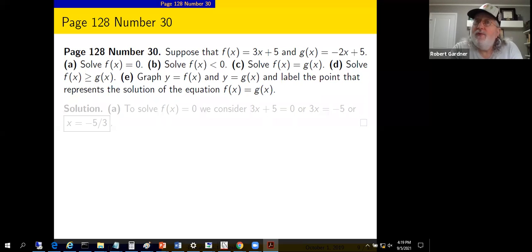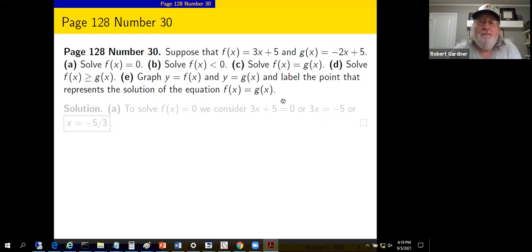Okay, here's two linear functions. f of x equals 3x plus 5. g of x equals negative 2x plus 5. And they give you a handful of things to do. Solve f of x equals 0. Solve f of x is less than 0. That'd be where f of x is negative. Solve f of x equals g of x. Solve f of x is greater than or equal to g of x. Graph y equals f of x and y equals g of x, and label the point that represents the solution to the equation f of x equals g of x.